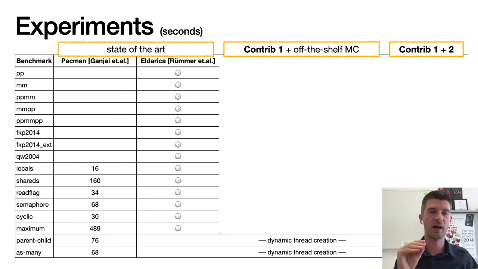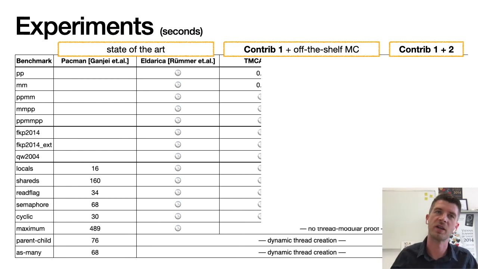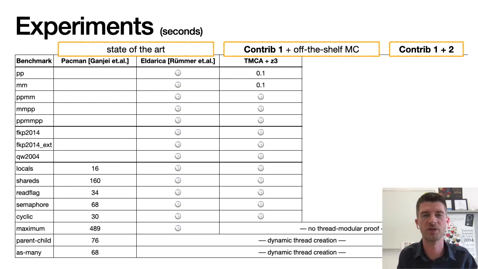And unfortunately, it doesn't handle the last 2 benchmarks because they use dynamic thread creation. But it also times out on all of the other benchmarks. And timeout here is a timeout of 15 minutes. And this inspired us to get started with TMCA. So we first implemented just TMCA and used an off-the-shelf model checker, in this case, the horn clause engine in C3, to verify these benchmarks.